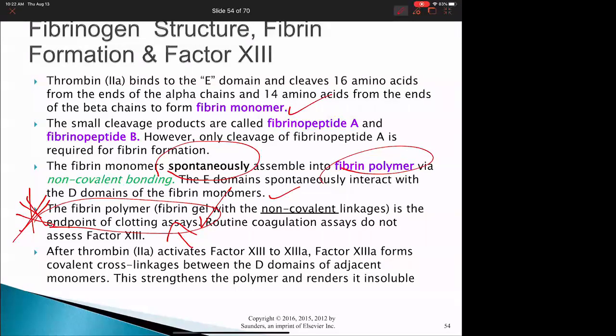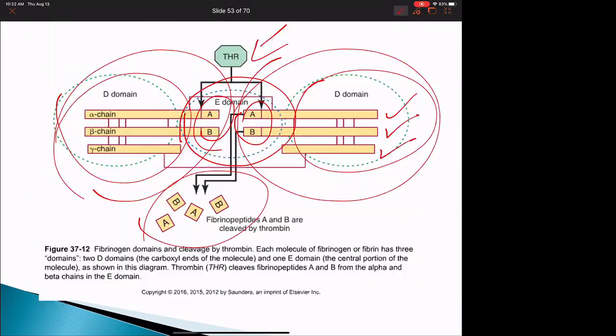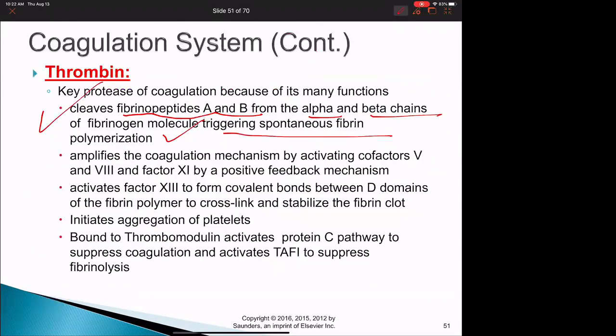All right, so after thrombin activates, let me go back. Remember the functions of thrombin. It cleaves fibrinopeptides A and B from the alpha and beta chains. It amplifies coagulation mechanisms by activating cofactors 5 and 8. It activates factor 13 to form covalent bonds between the D domains.